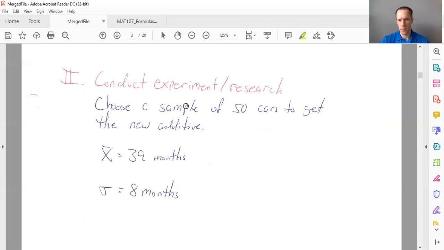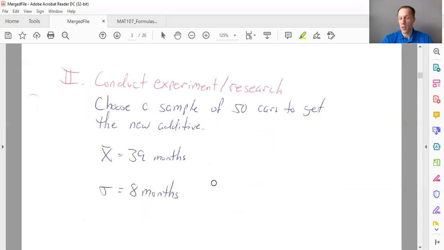Okay, in this part of the hypothesis testing process, as you do this experiment and research, there's really just 3 key pieces of information that you're ultimately after. You're going to choose a sample and you're going to get the sample mean. So you need to know the sample mean. And you're also going to need to know your sample size. So in this case, our sample mean was 39, and that came from a sample of 50. And you're also going to want to know the population standard deviation, which is 8 in this case.